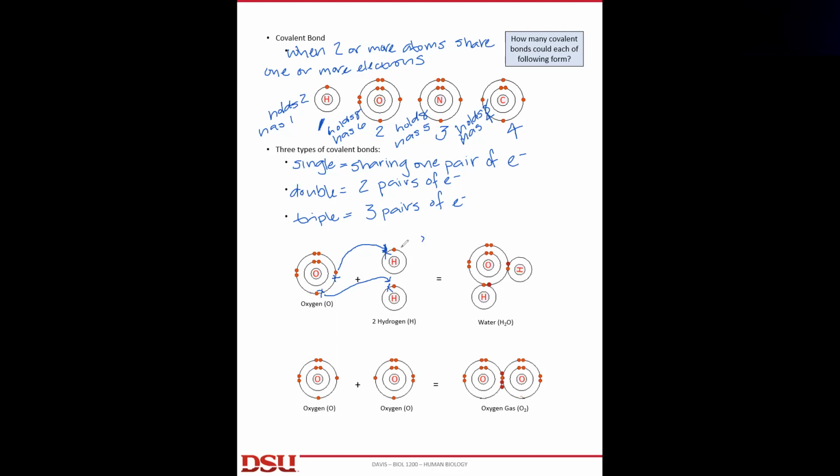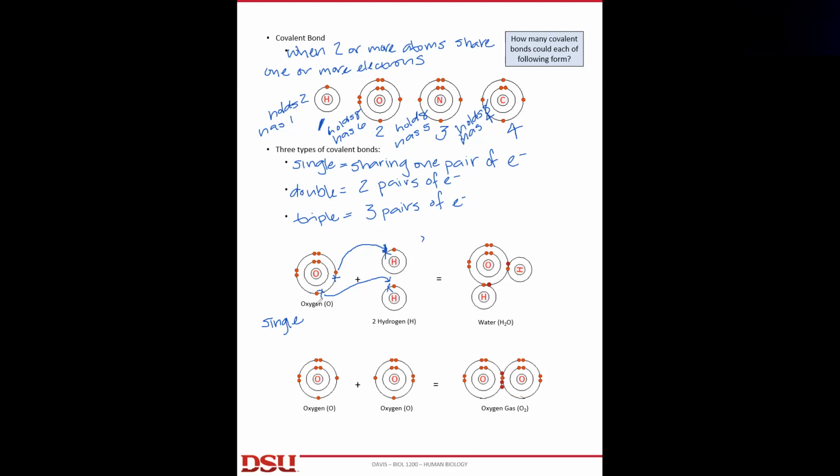While it's true that there are 2 electrons in the sense that you have 2 hydrogens, these are still considered single bonds because each hydrogen is only sharing 1 electron with the oxygen.